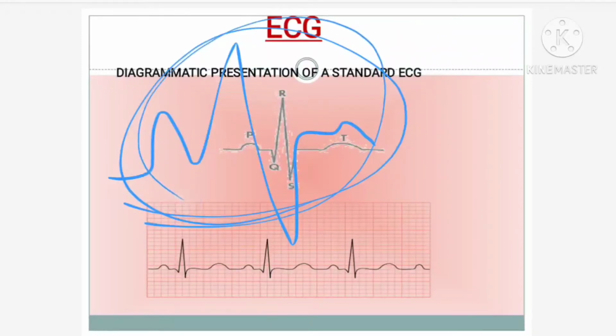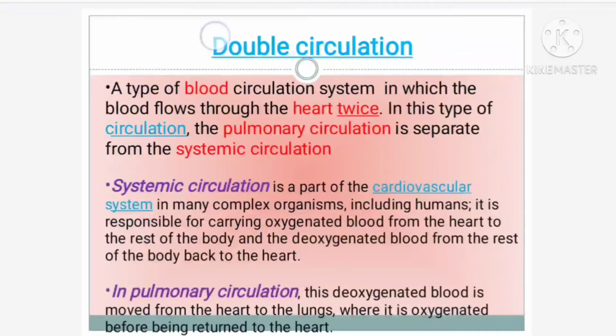This graphical representation of the rhythmic activity of the heart, we call it ECG. Doctors prescribe ECG for heart patients in order to study the nature of the waves generated and whether it is okay or not. So that is regarding ECG. Hope it is clear. Next, we are moving on to the next concept, called double circulation.